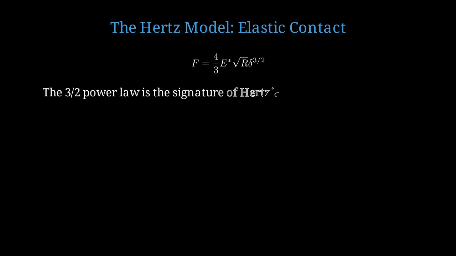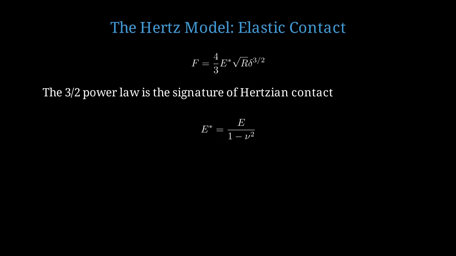The foundation is the Hertz model, developed by Heinrich Hertz in 1882 for elastic contact between curved surfaces. F equals 4/3 E star times the square root of R times delta to the 3/2 power. Here F is the load force, E star is the reduced modulus, R is the tip radius, and delta is the indentation depth. The 3/2 power law is characteristic of Hertzian contact. This nonlinear relationship between force and indentation arises from the geometry of contact between curved surfaces.